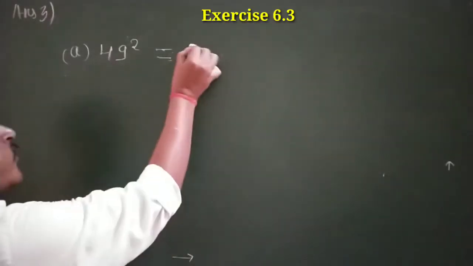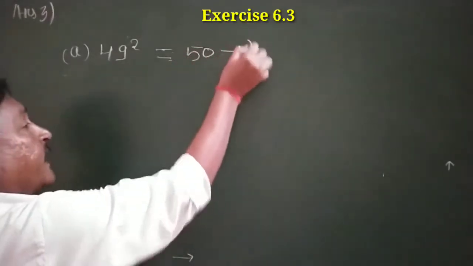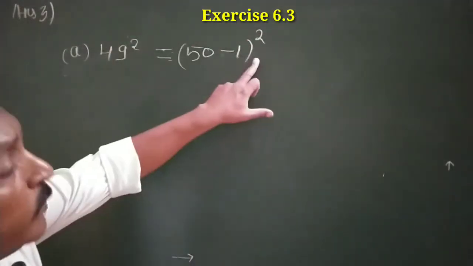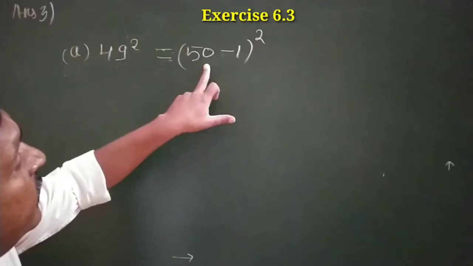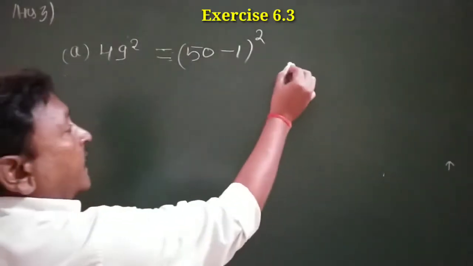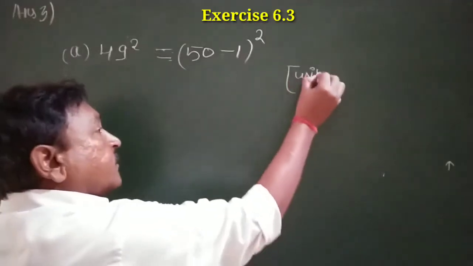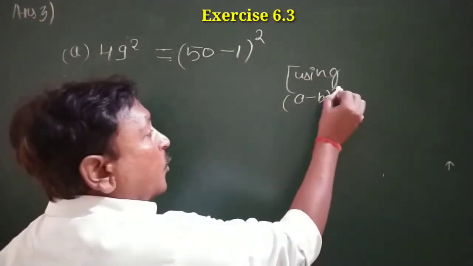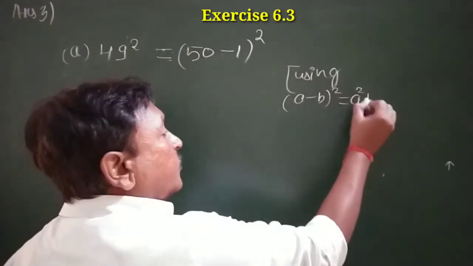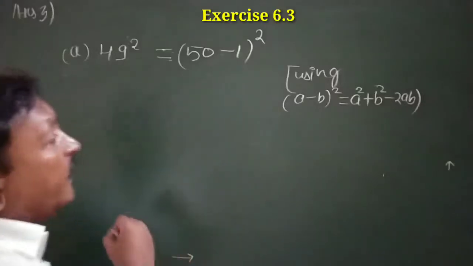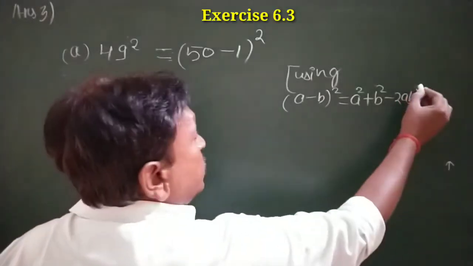49, we can write as 50 minus 1. So it will become (50 minus 1) whole square. We can apply the identity (a minus b) whole square, which equals a square plus b square minus 2ab. So just use it.